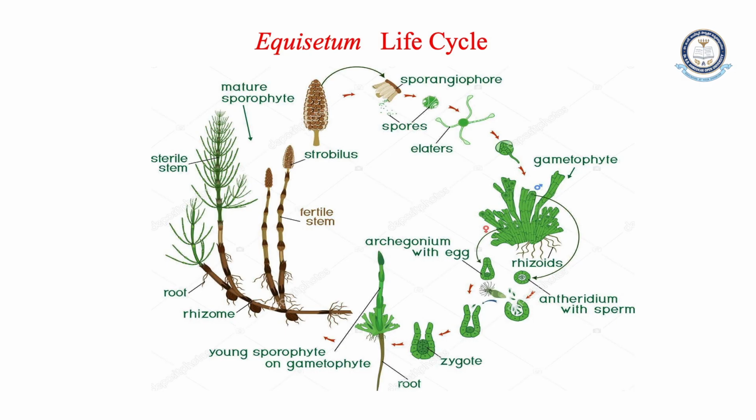The gametophyte is independent and short-lived. It has rhizoids as well as antheridia and archegonia. The antheridia give rise to the antherozoids, and the archegonia give the egg. Fertilization gives rise to the young sporophyte, which develops again into a sporophyte. This is the alternation of generations, the Equisetum life cycle.